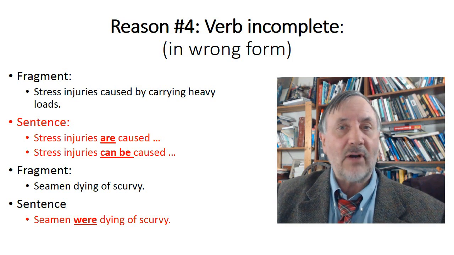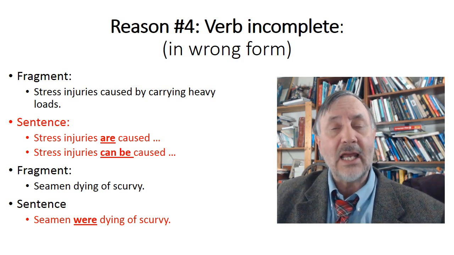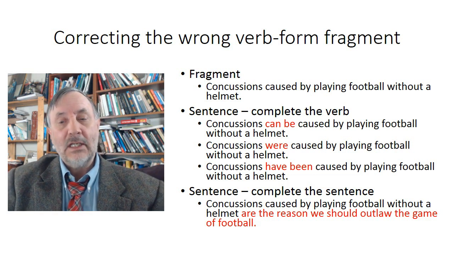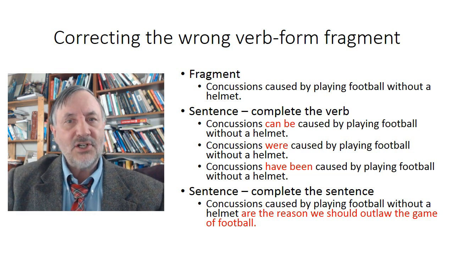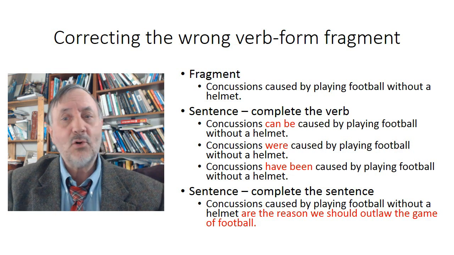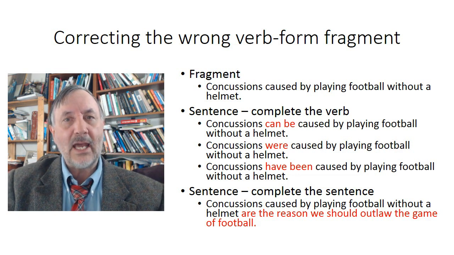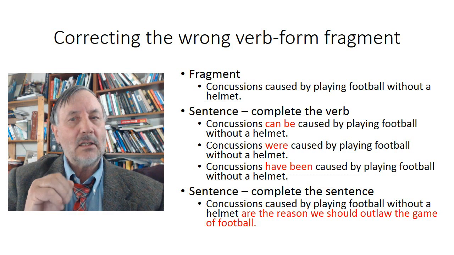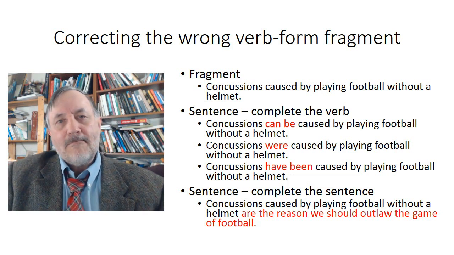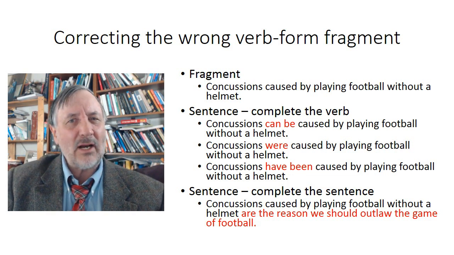And ultimately, we have to correct it. Before we get to the end of this lesson today, we'll be talking about various ways to correct these conditions. To correct the wrong verb fragment, very simply, we have to put the verb in the correct form. Very often, this kind of error is just because we forget a helping verb. We miss it in our original writing, and we don't pick it up in our proofreading. The example that we have here is concussions caused by playing football without a helmet. Okay, so that verb caused is not in the correct form.